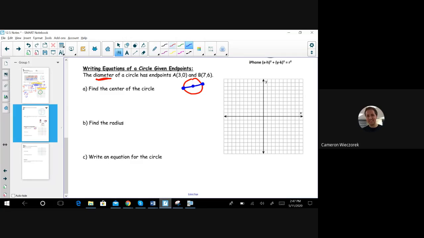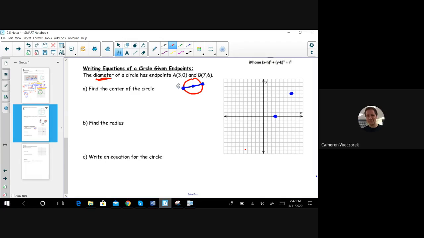So in this problem, they're telling me that the diameter has endpoints at (3, 0) and (7, 6). I'm just going to plot those on the coordinate plane first. One of them's at (3, 0), and one of them's at (7, 6). Okay. So you got to keep in mind, that's the endpoints of your circle. Your center is going to be somewhere in between those blue dots. And it's exactly halfway in between because a diameter is made up of 2 radii.